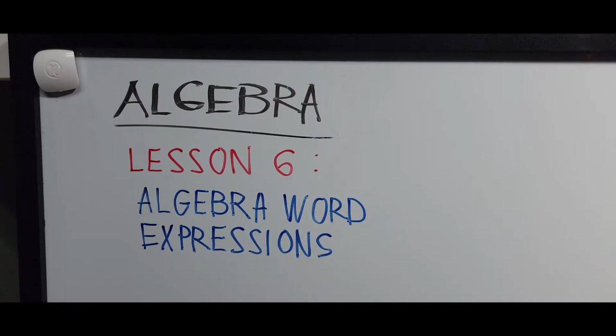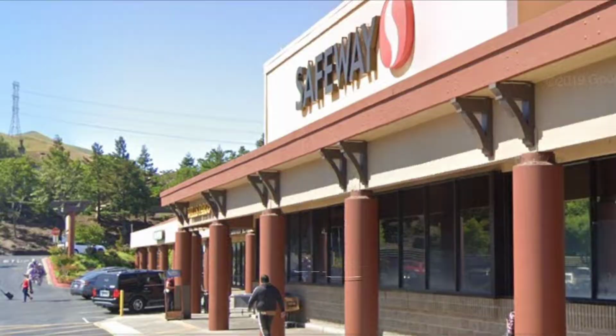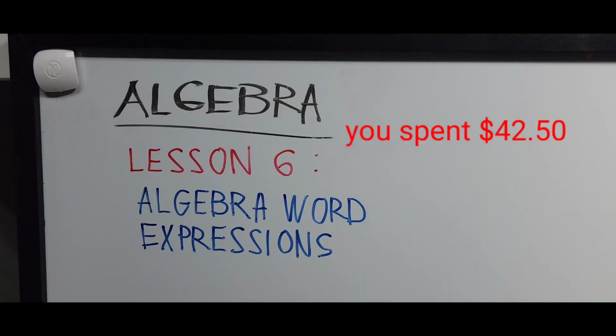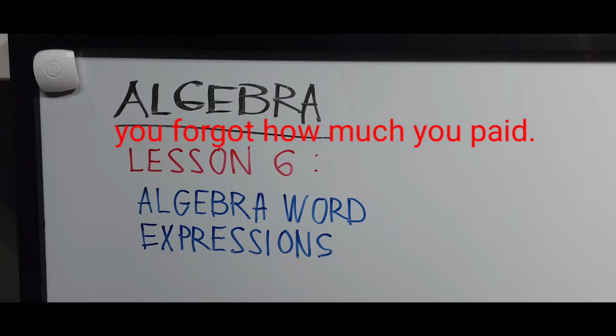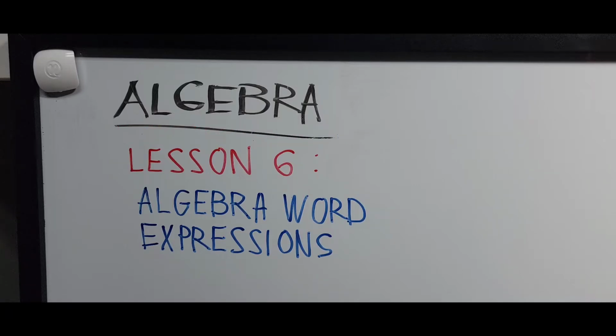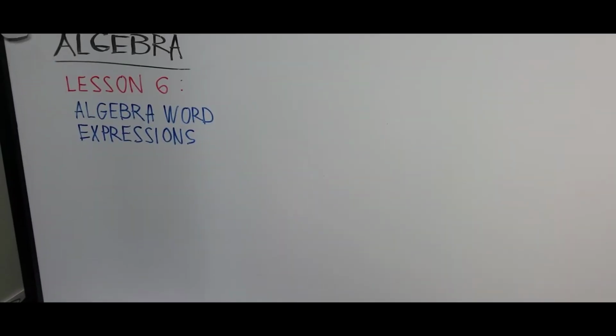Let's say you went out to a Safeway store and bought some groceries, and you spent, say, $42.50, and you were given a change of $23. How much did you tender the cashier for your payment? And since you forgot how much money you gave the cashier in the first place, you have to figure that out. Now with the use of algebra you can figure that out. Okay, so let's put that into numbers, or a numerical expression.